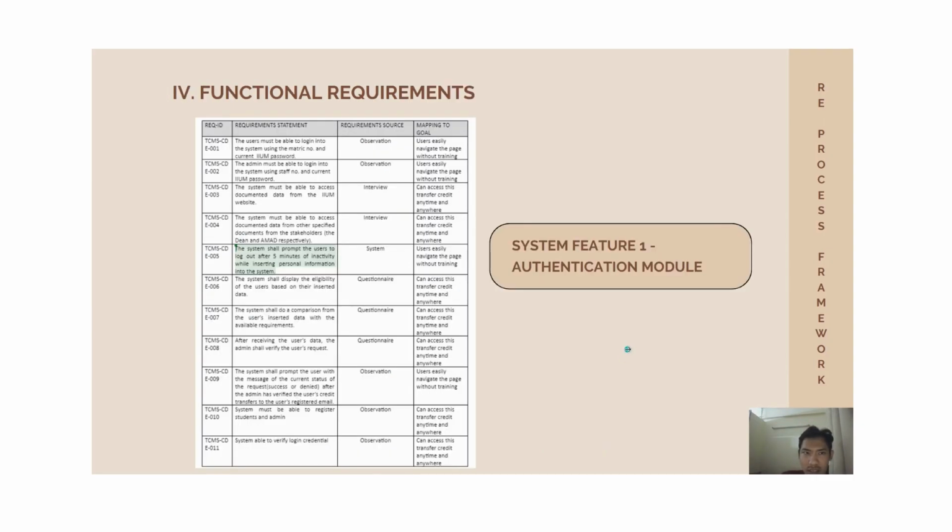And then next is the functional requirements. We have several functional requirements here. The user must be able to log in to the system using metric number and current IIUM password. The admin must be able to log in using staff number and current IIUM password. The system must be able to access document data from the IIUM website. The system must be able to access other specific document data from the stakeholders.